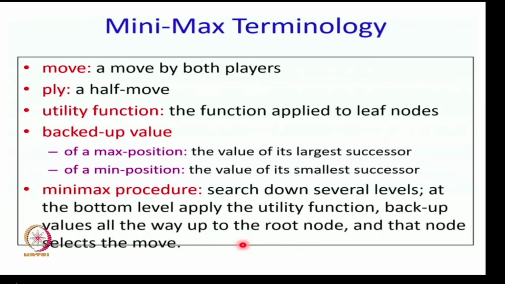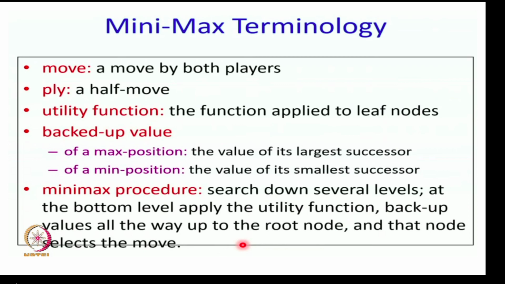Backed up value of a max position is the value of its largest successor, you are doing that. Of a min position, the value of its smallest successor. This is for max, you have a backing up situation for maximizing the utility function that you are getting, right? And minimizing is just the reverse. What does the minimax procedure do? Search down several levels, at the bottom level apply the utility function, back up the values all the way up to the root node, and the root node selects the move.